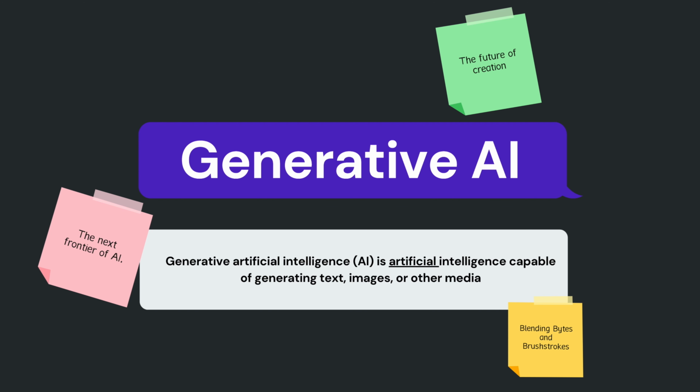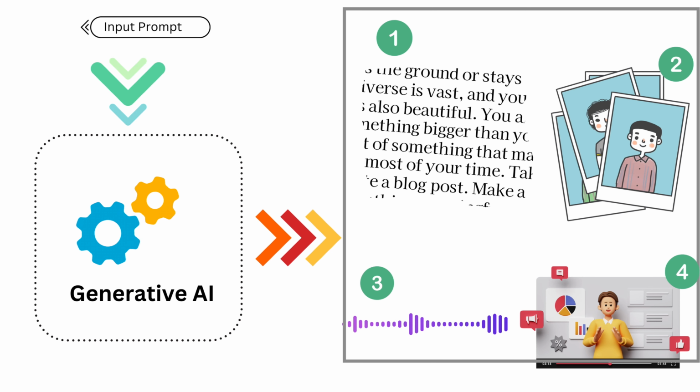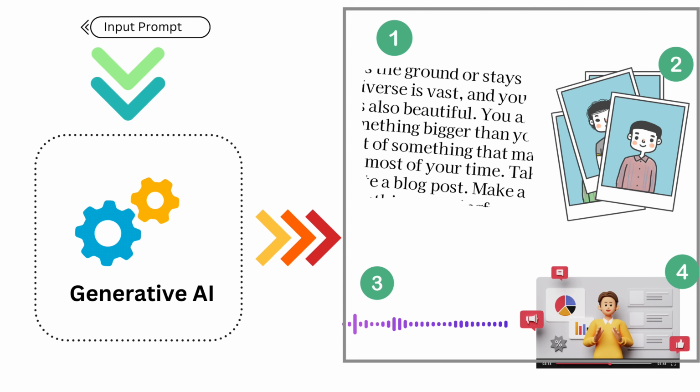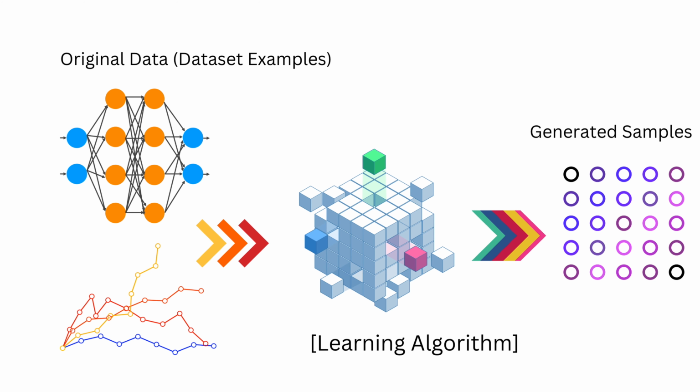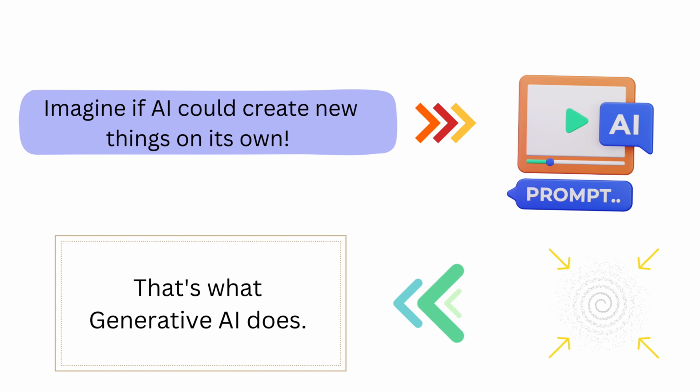So generative AI, in short form GenAI, is a type of artificial intelligence techniques and algorithms that are designed to generate new data. As you can see on the screen, this data could be images, text, audio and other forms of content that are similar to existing data. These algorithms learn from the data set and then produce new samples that exhibit similar characteristics or patterns as the original data. So imagine if AI could create new things on its own.